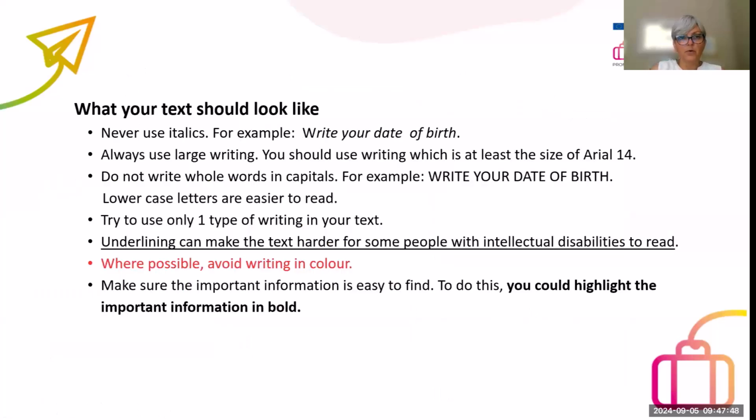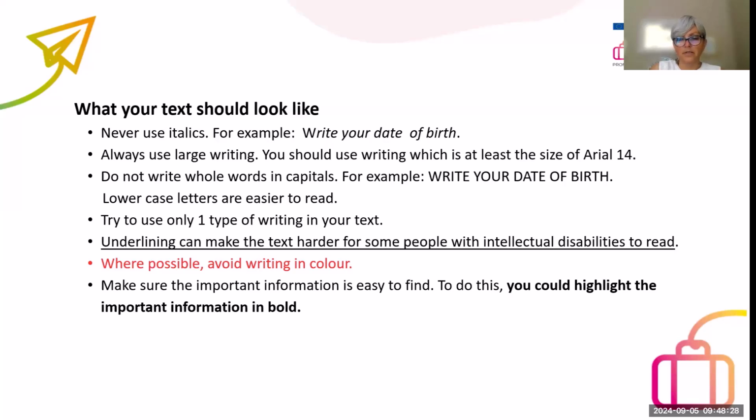It is also important to avoid italics. It's crucial to use the proper size of the font. The recommended one is 14. And the font that you will see most often in easy to read text is Arial 14. We don't write whole words in capitals. We also try to use only one type of writing in our text. We don't underline anything in the text.